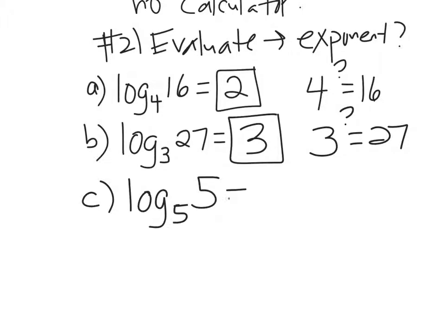Log base 5 of 5. This one always seems to bother people, but it's actually super easy. Okay, rewrite it in its exponential form. Get rid of the log by writing it as 5 to the what exponent, because that's what I'm looking for, gives me a value of 5. 5's the base. What is that exponent? A 1. 5 to the 1 equals 5. All right, some more.